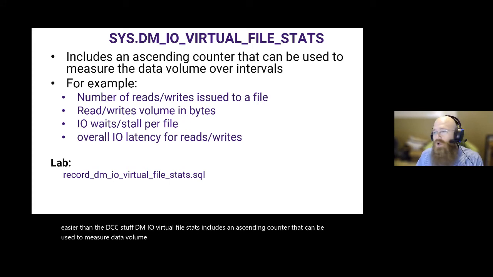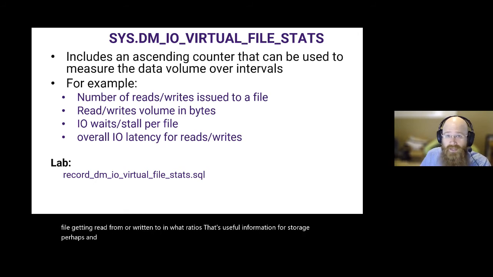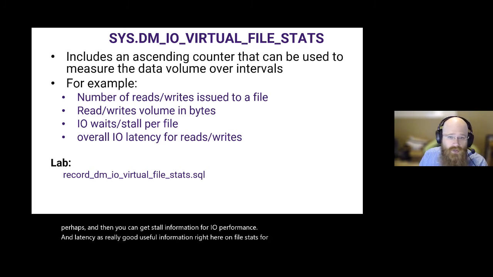So you can see what are the busiest files. Is this file getting read from or written to in what ratios? That's useful information for storage, perhaps. And then you can get stall information for IO performance and latency as well. So really good, useful information right here on file stats for both IO and usage across your database.